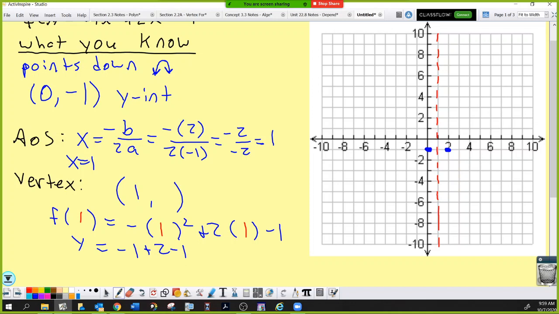Negative 1 plus 2 minus 1 is 0. So my y-intercept was, excuse me, my x-intercept is my vertex. Strange. 1 comma 0. Yeah, that's right here. My vertex is sitting on the x-axis. Okay. Connect your dots. Got yourself a parabola. Just like that.